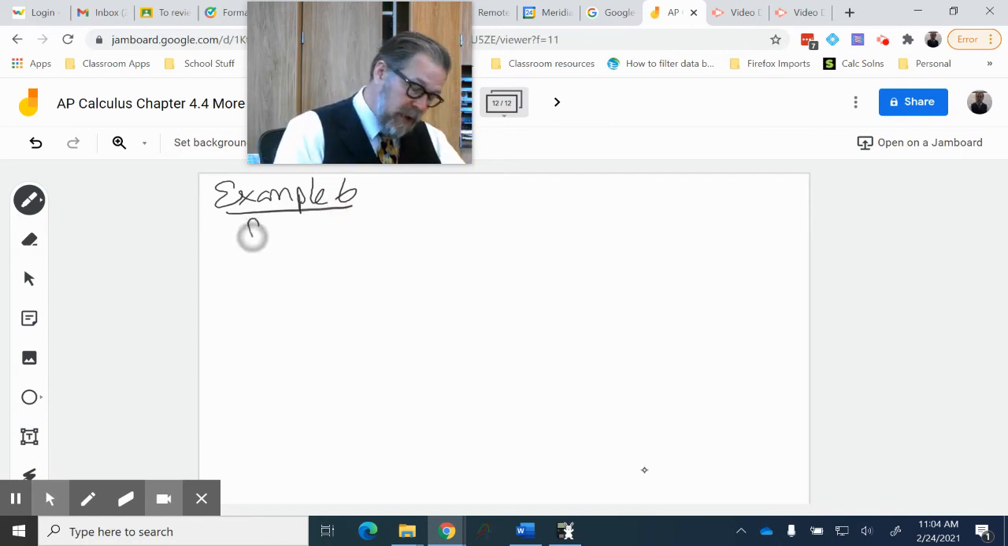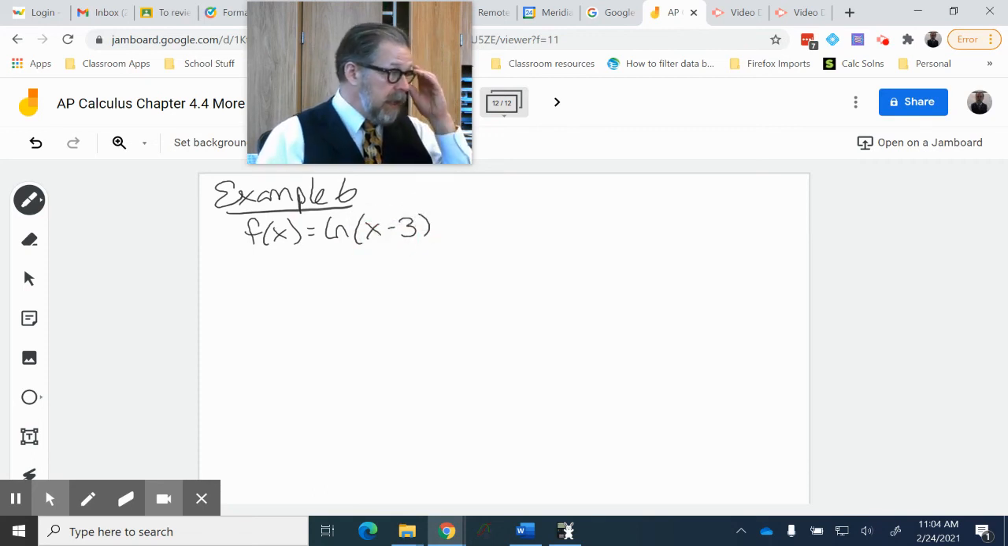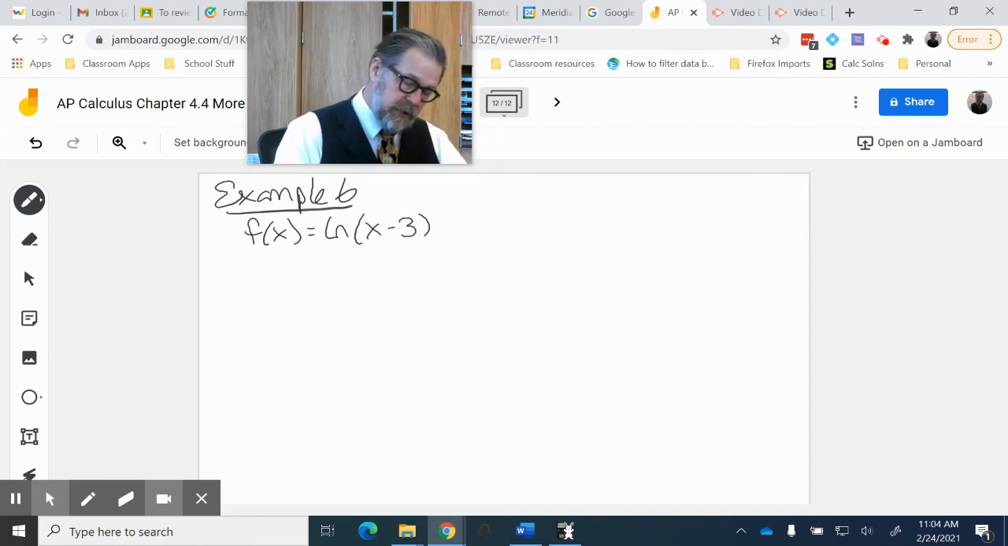We've got the function f of x equals natural log of x minus 3. And we want to find f prime of x. Now here's where this gets interesting. We know that the function natural log of x looks like this. This is natural log of x. It has a domain x greater than 0.